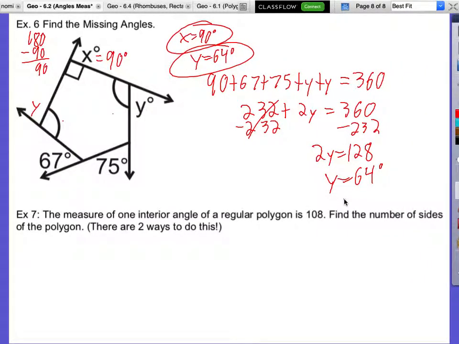The measure of one interior angle of a regular polygon is 108 degrees. Find the number of sides of the polygon. There are two ways to do this. Take a second and think about how you could figure this one out. I want you guys to stretch yourself a little bit. How could we figure out the number of sides given an interior measure?